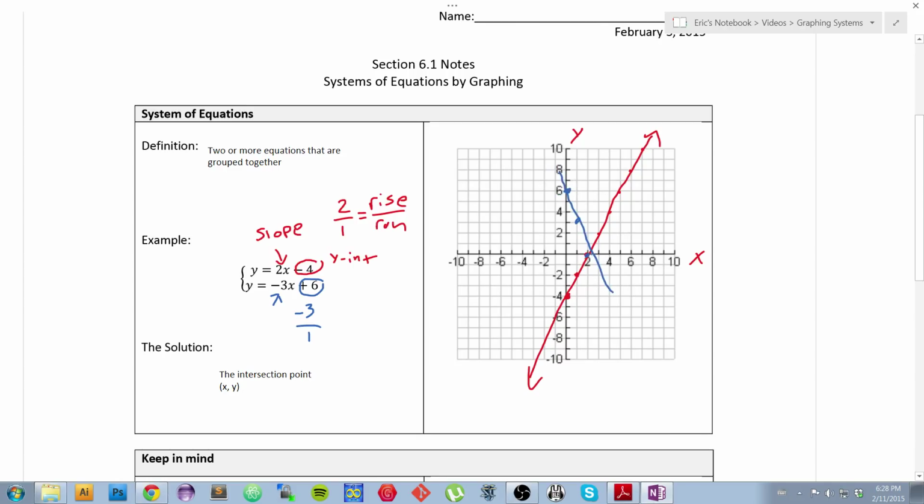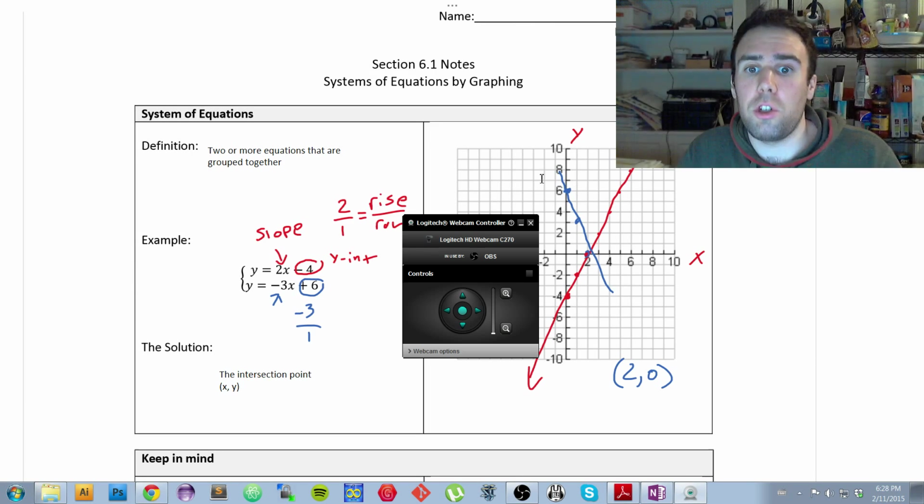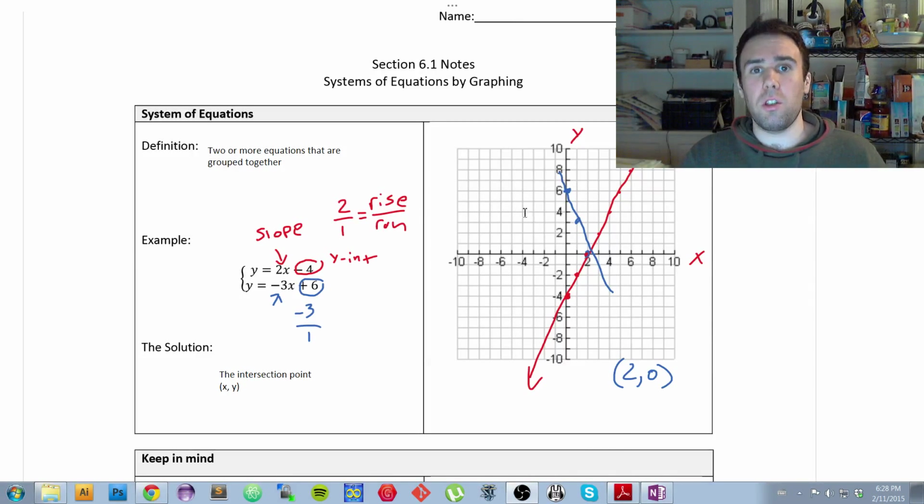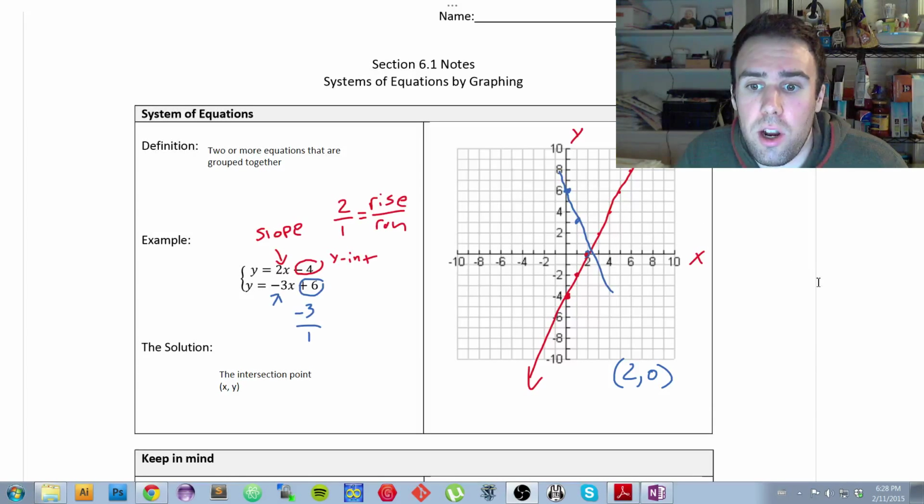There we go. Again, this isn't my normal tablet, but the intersection point would be 2, 0. It's important to label the intersection point because it's just like telling the conclusion to your story. You just want to be as courteous as possible, and it also helps me figure out if you're on the right track.